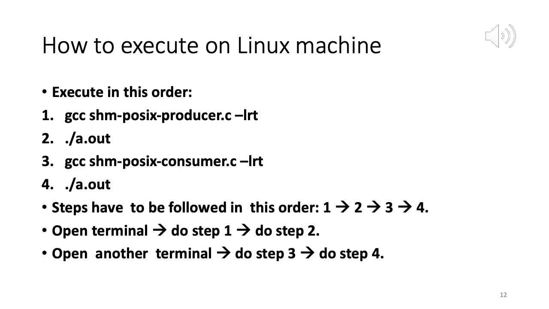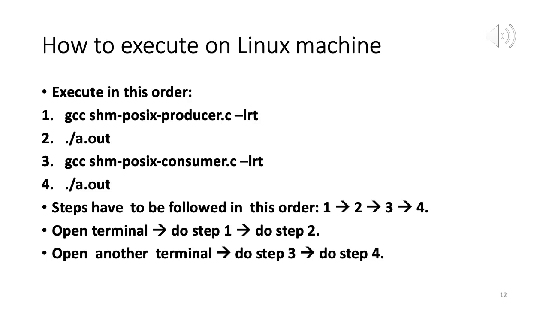So on one terminal, compile the producer with the -lrt flag, run the producer: step 1, step 2. On another terminal, compile the consumer with the -lrt flag and then run the consumer. So you have to do it in this series: 1, then 2, then 3, then 4. Proper sequence has to be followed. Otherwise, you will not see the output. Okay. So in this way, you can execute and run this program.